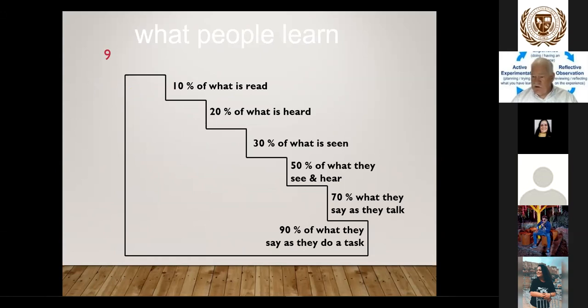Okay, this has been scientifically evidenced, and we retain 10% of what we read, 20% of what is heard, 30% of what is seen. And if you see and hear the same information, you'll be likely to retain 50%. And then if the people can repeat back to you what you've said, then that indicates a 70% retention. And then 90% of the retention is if somebody can say something and do a task at the same time, demonstrating what the subject or content is.